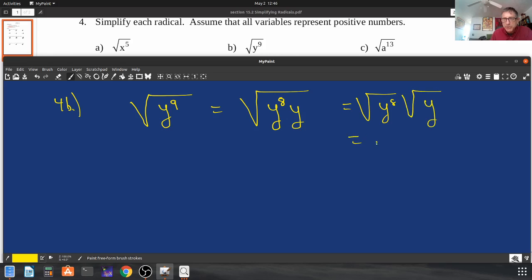And that's equal to y to the 8 divided by 2, because 8 is even, times the square root of y. So that gives me y to the 4th times the square root of y.